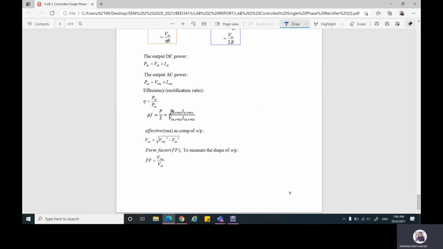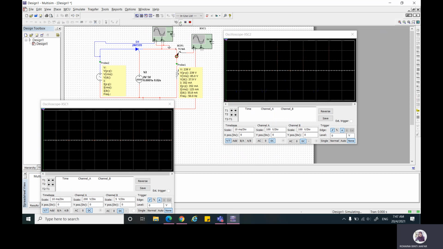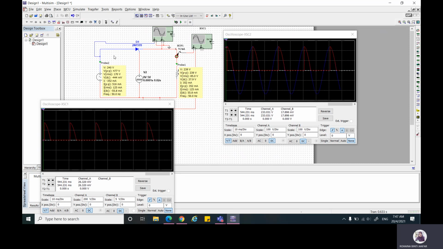So this one, okay, so how to get the V input RMS and I input RMS? So you have to place one more measurement probe at the input. Okay, because this is your measurement at the output and then this is your measurement at the input. So just run and then all the data is displayed here.